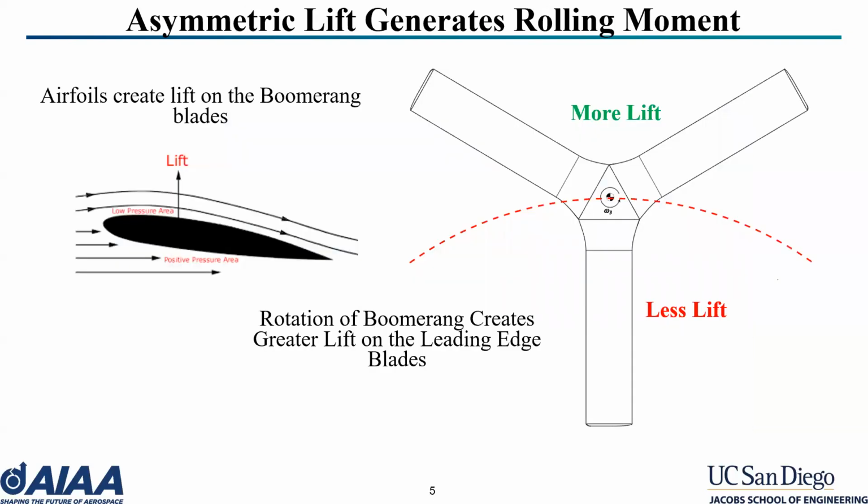So how do these mysterious flying objects work? Boomerang blades are made up of airfoils, which generate lift when flying through the air. Due to the combination of the rotational and translational velocity, leading edge blades encounter greater lift than the trailing edge blades. The asymmetric lift on the boomerang generates a rolling moment, causing the boomerang to pitch in a circular trajectory.